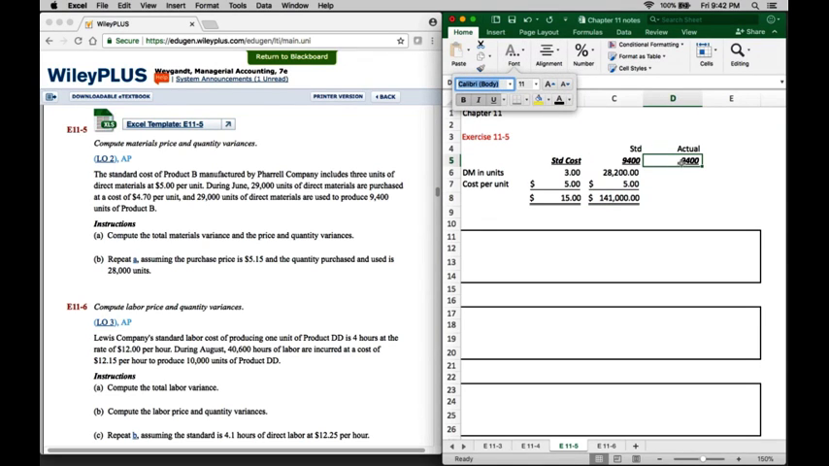Now what happened? We did produce 9,400, but how much material did we buy and use? 29,000. So we bought 800 more than we had planned to. What price did we pay? We paid $4.70. So we actually paid 30 cents less. What you will see over here is the amount that I actually spent. So when I compare the two numbers, I'm going to have a variance. And we're going to explain the variance in steps.